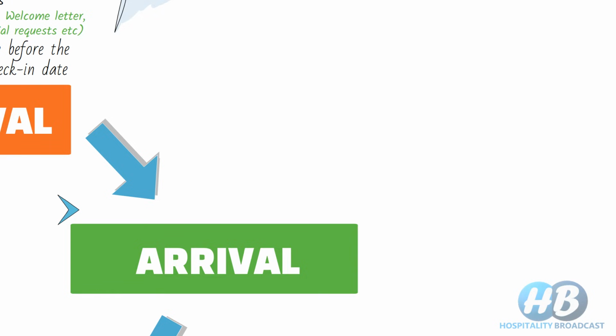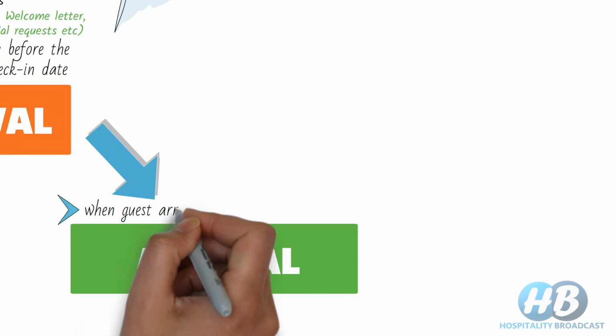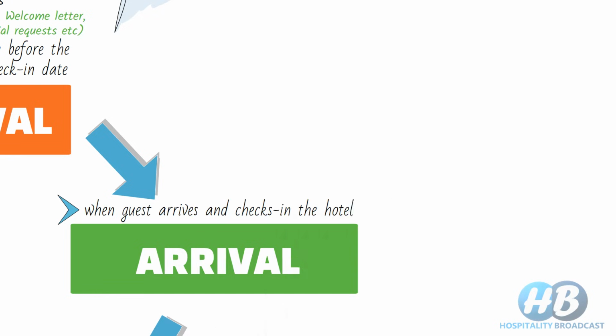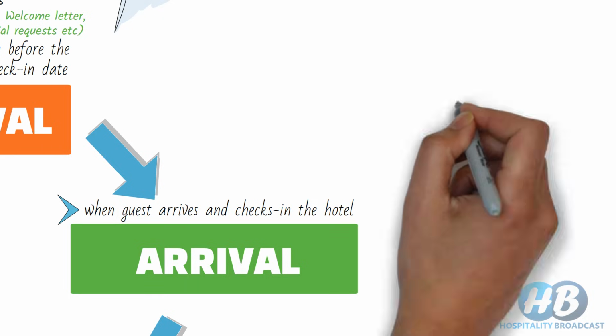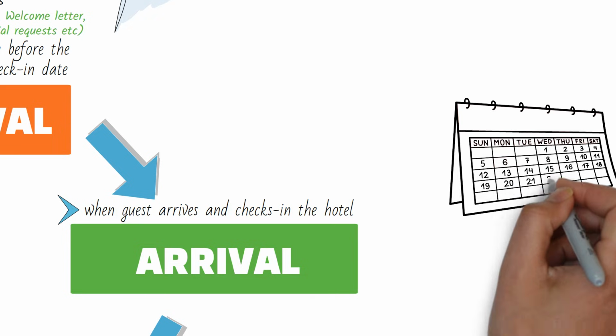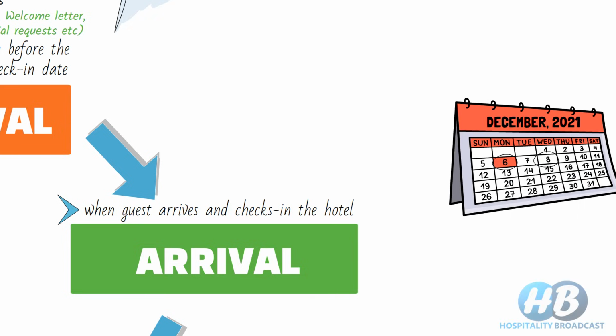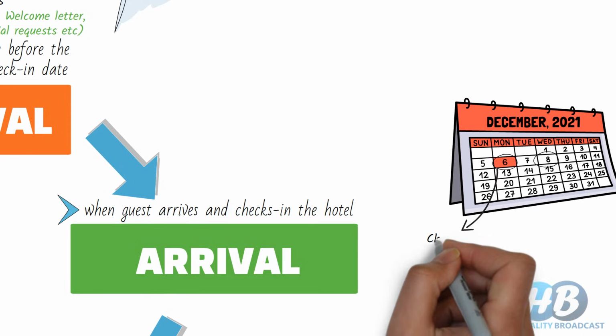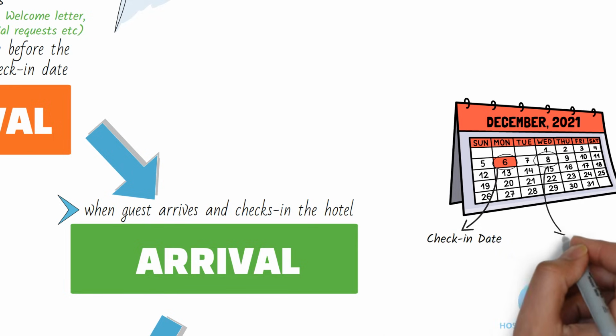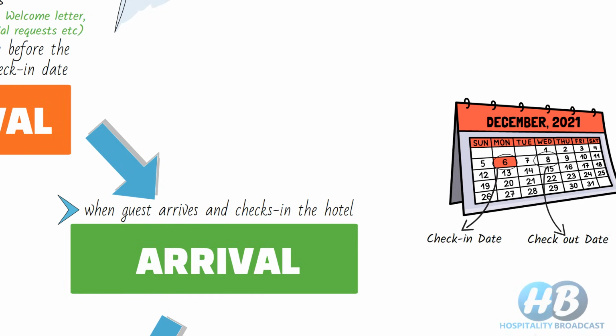The guest enters the second stage of the guest cycle when he arrives and checks in at a hotel. The date of arrival is considered the check-in date. For example, a guest booked a room for 2 days from 6th of December to 8th of December. It means 6th December is the check-in date and 8th December would be the check-out date.